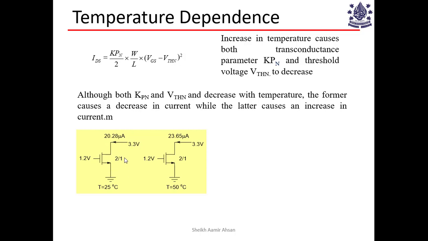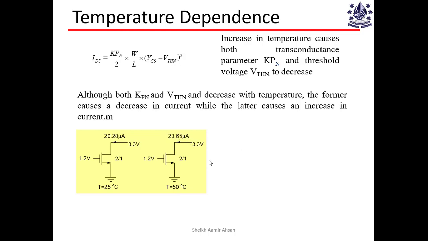And also note that this 2 by 1 represents the W by L ratio. So the gate width to gate length is 2:1. Anytime you see this kind of a ratio written in front of the gate, you can immediately figure out that this is W by L. Anyway, this is at room temperature, 25 degrees centigrade or 298 Kelvin. What you have here is that the current is 20.28. Look at this one on the right hand side, where we increase the temperature by 25 degrees. So now this is working at 50 degrees centigrade. In this case, the current is increasing.